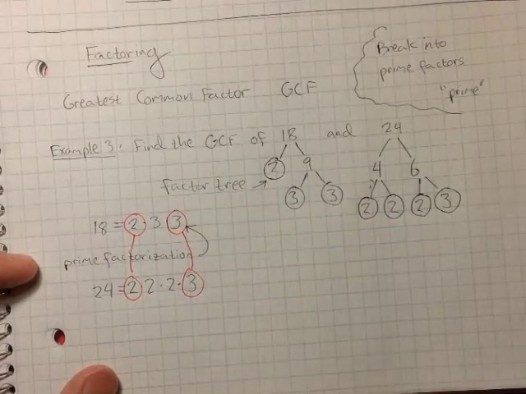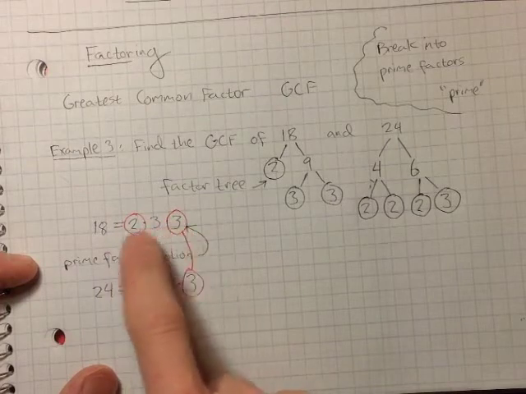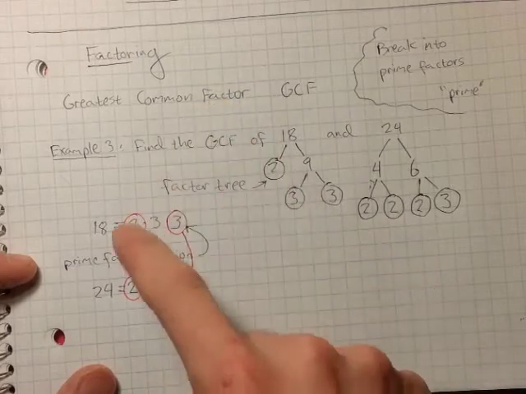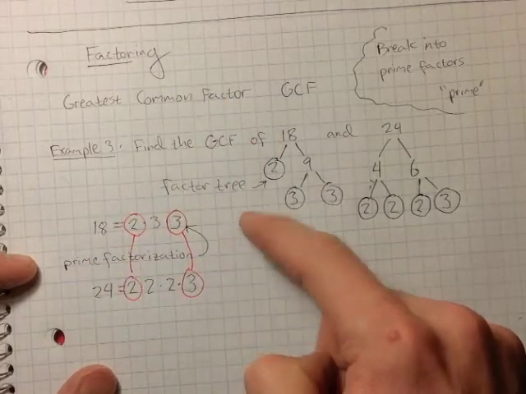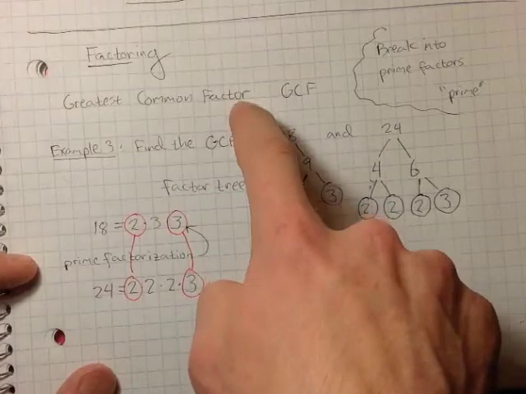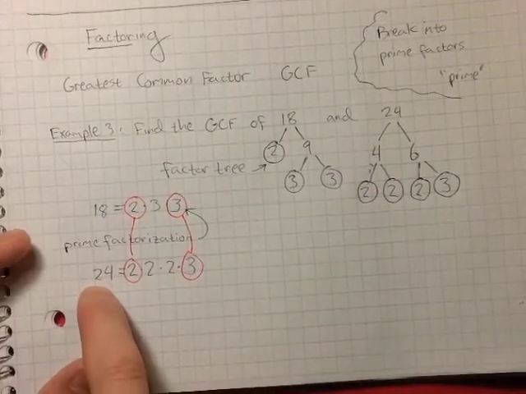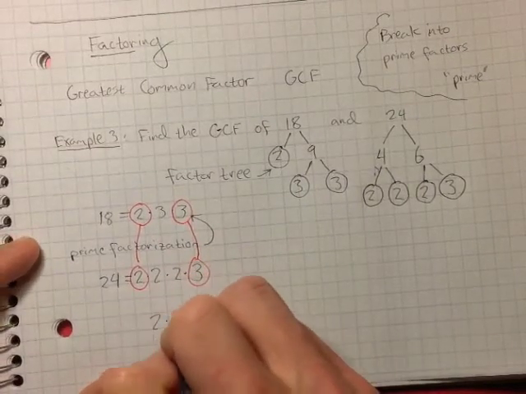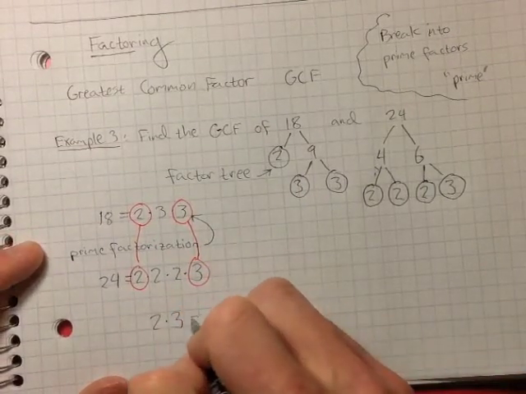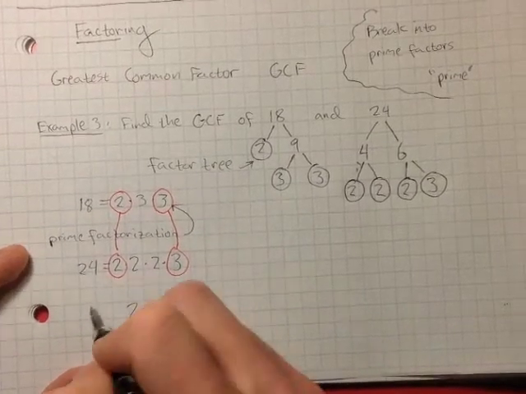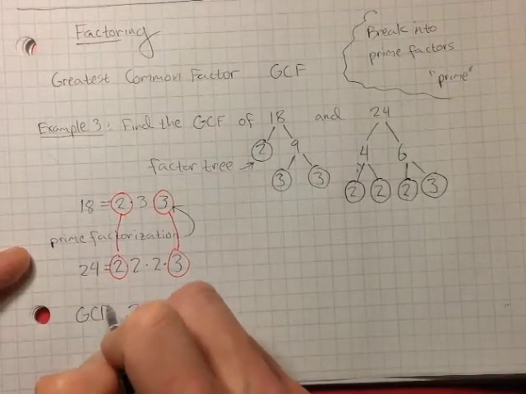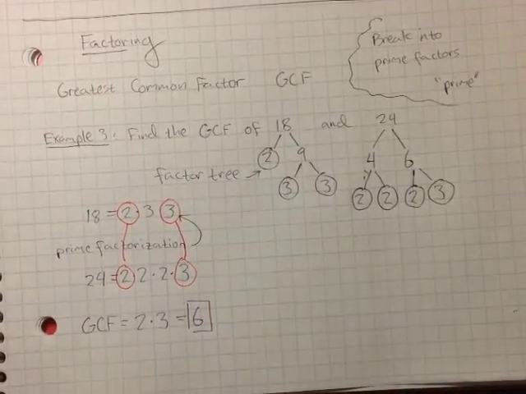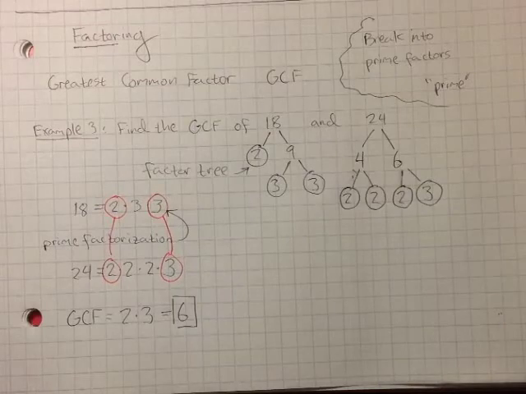So that means that just the 2 and the 3 are common factors. And since we've circled all of the common factors, we have found the greatest common factor of 18 and 24. The greatest common factor is 2 times 3, which is 6. Okay, so we have found the GCF. It's 6. Does this kind of sound a little bit familiar from middle school?